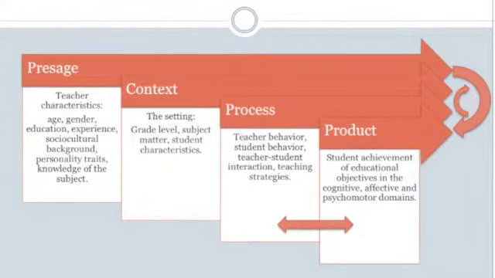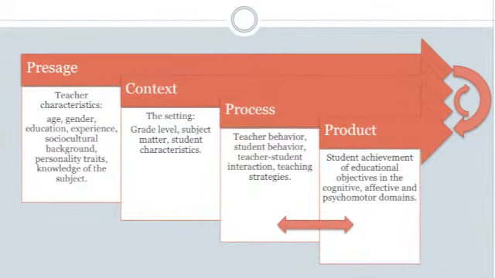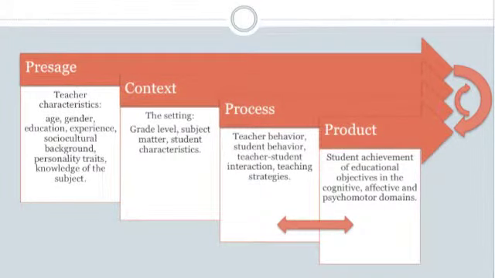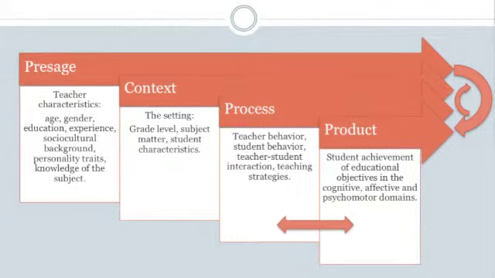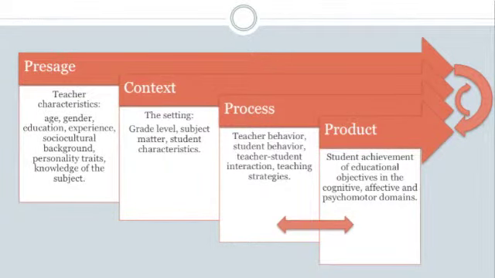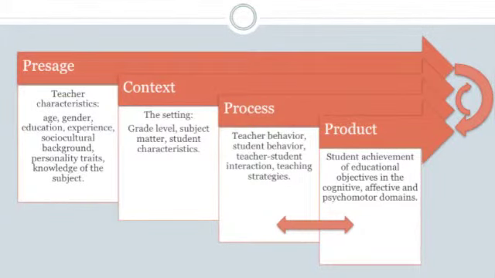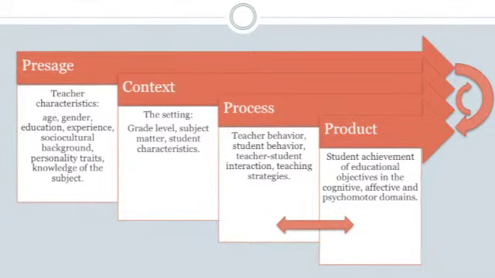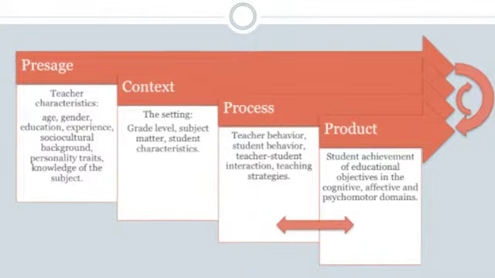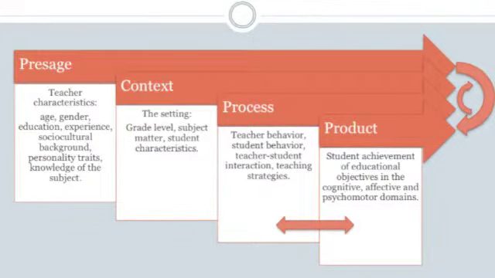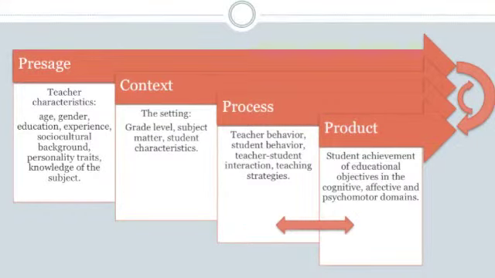This is a process from Duncan and Biddle, who are older authors. One of their textbooks is kind of old, but it really does show you all the different characteristics and things you have to consider when you're teaching, and what are those pre-stage things? What are the things that are there that you really don't have any control over? And that would be one of the things would be who's teaching the class. The age of the teacher, the gender of the teacher, what their education experience is, what their sociocultural background is, what their personality traits are, and what the knowledge of the subject are all going to have effect.